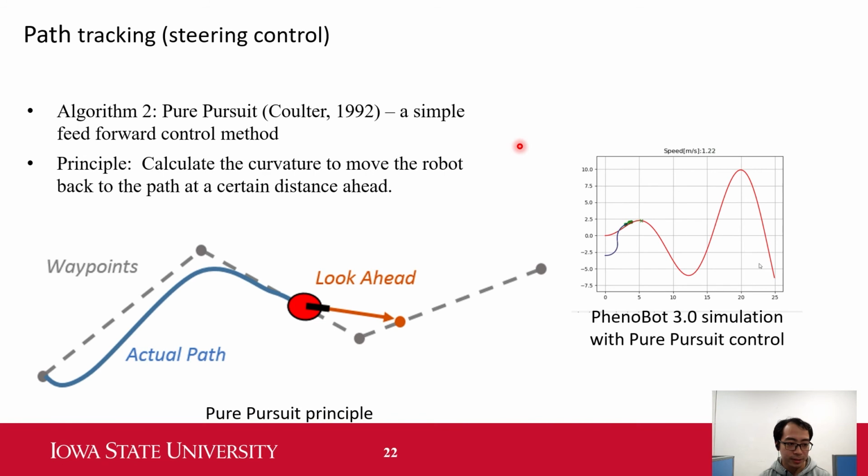The second algorithm we use is called pure pursuit. It's different from the first one since the principle is like this. The robot looks a certain distance ahead and then calculates an arc path to correct the tracking error. So it's looking ahead, not the past.